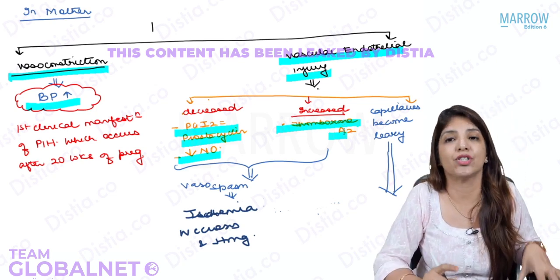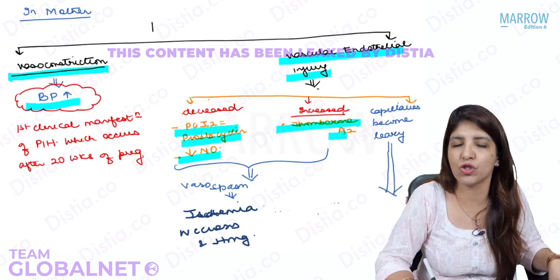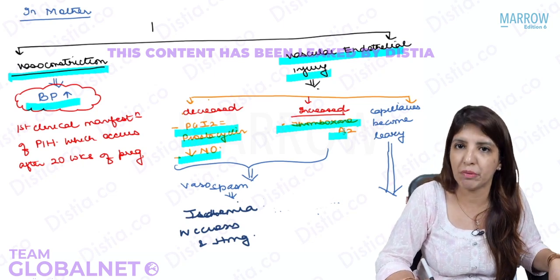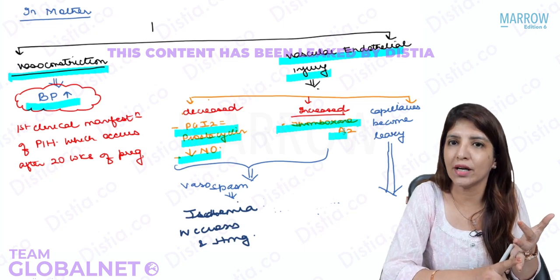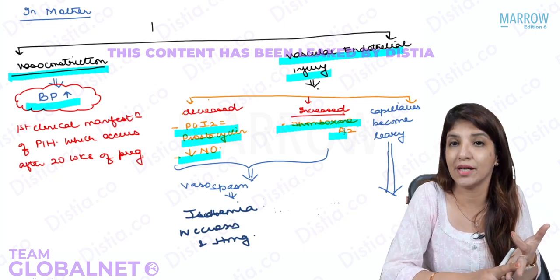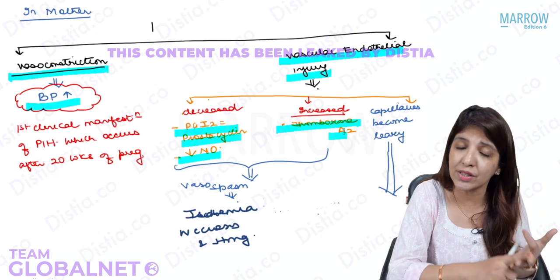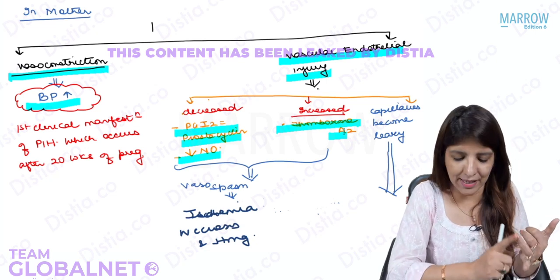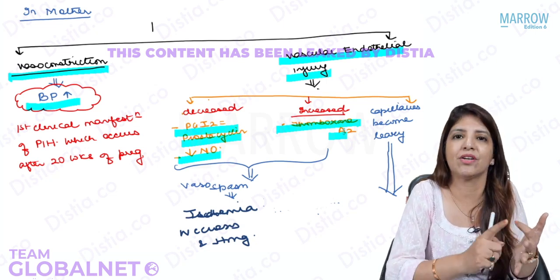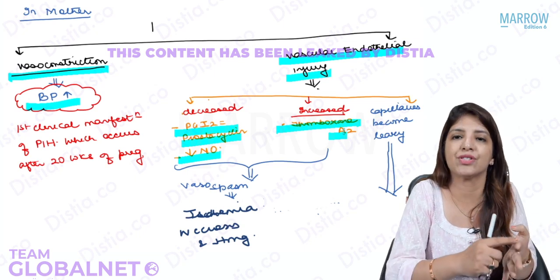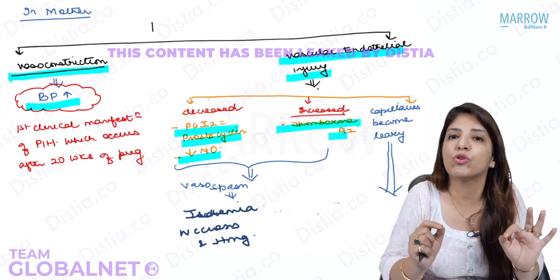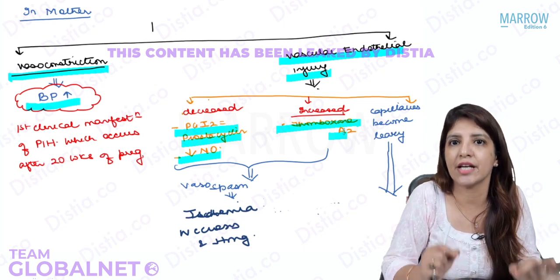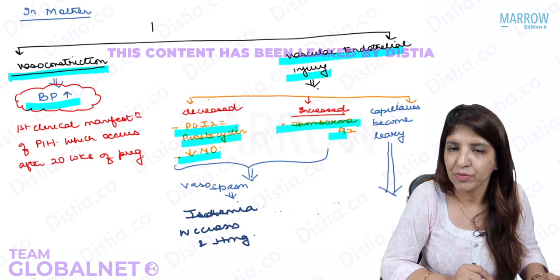So in total, I have just told you what is changing in a patient with PIH. Number one, SFLT1 is increasing. Number two, endoglin is increasing. Number three, thromboxane A2 is increasing. What is decreasing? Prostacyclins are decreasing. Nitric oxide is decreasing. Vascular endothelial growth factor is decreasing. And placental growth factor is decreasing. Now, this was a question which was asked in the INI-CET May 2022 exam, right?